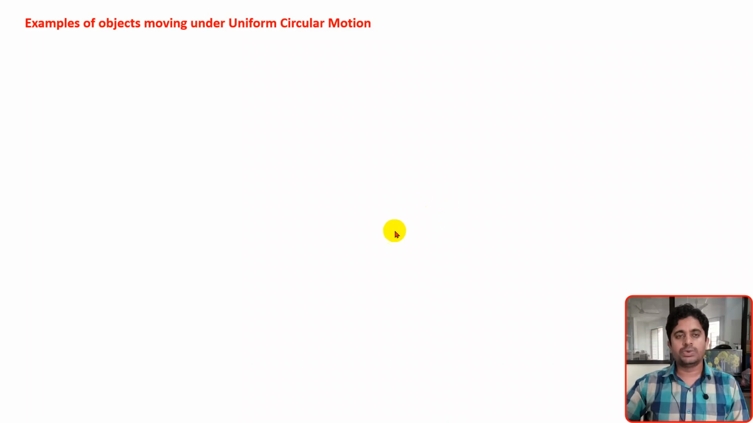Hello everyone. In the last video, we discussed uniform circular motion. In this video, we will discuss examples of objects moving under uniform circular motion. What are the different objects which are under uniform circular motion?